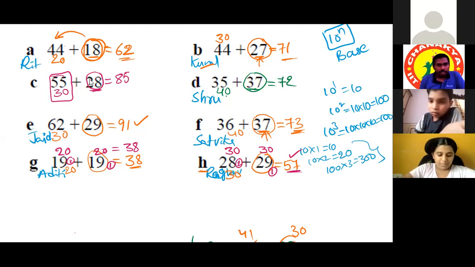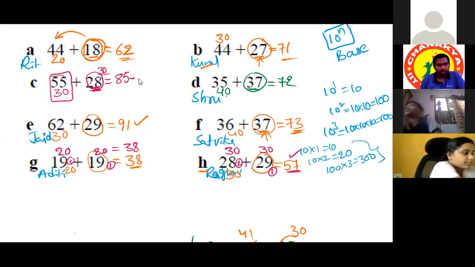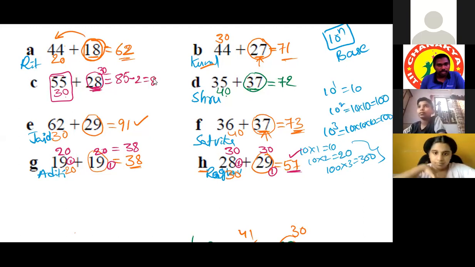See again. Here, instead of 28, we are adding 30. So sum will be 85. Because we have added 2 extra, I'll remove that 2 from the answer. 83. Okay. Sir, means in the result we should take out 2. Yeah. As we are in this method, in this sutra, that's why we are doing in this way. And whatever you are telling, that is also correct.